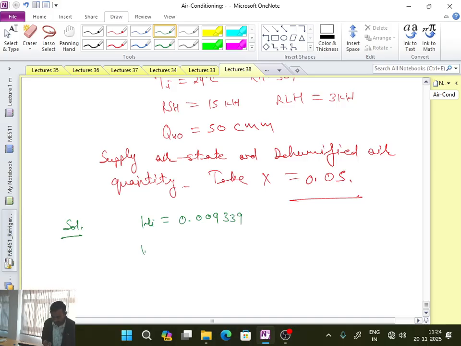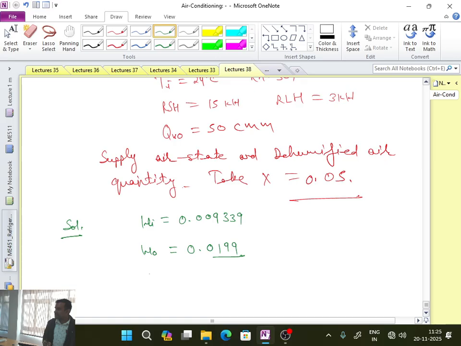0.009339. Correct. What is W naught? How many of you have done this problem? W naught is 0.0199. Okay, what should be the next step?